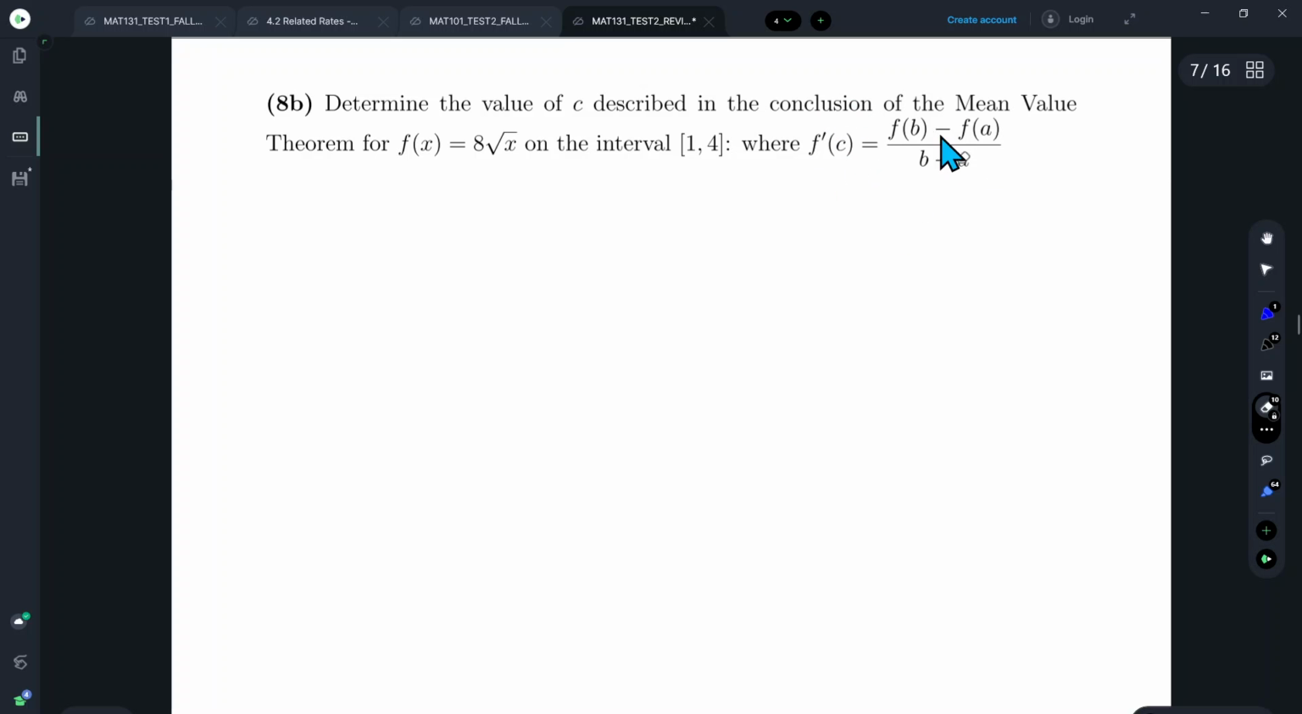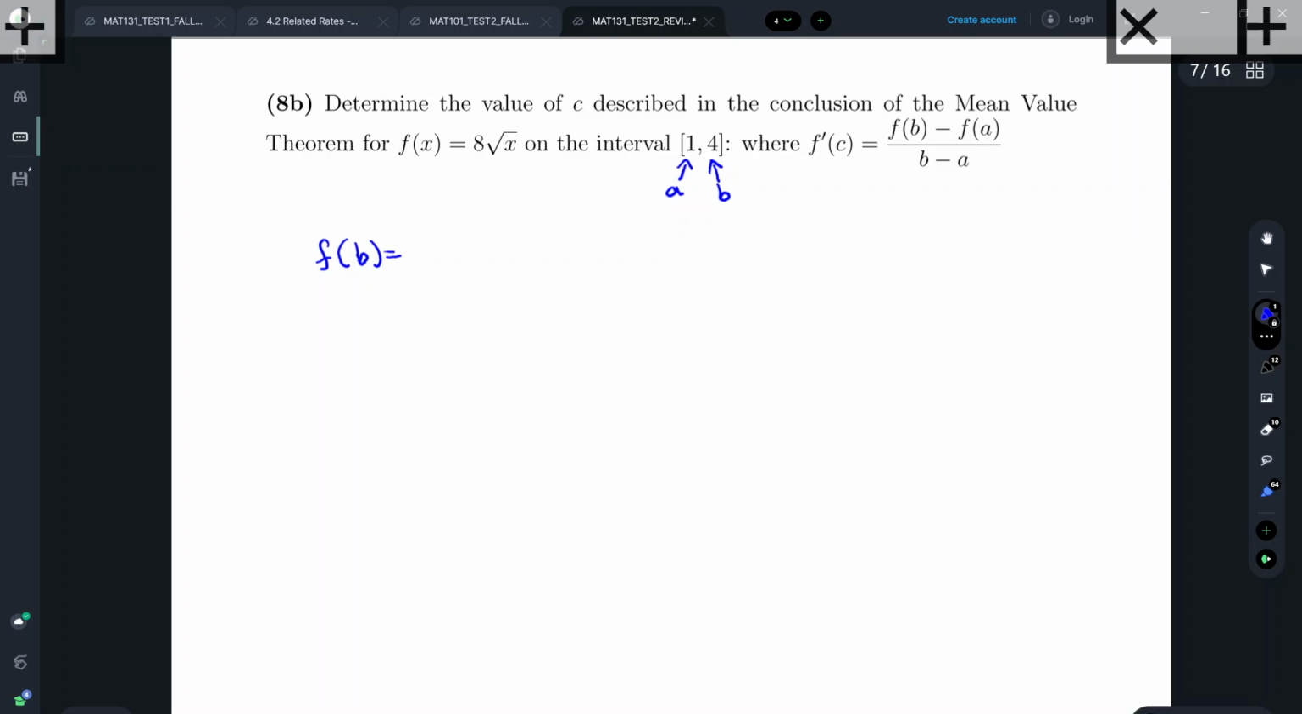So to set up this equation, we want to calculate the right-hand side here first. And so that involves calculating f of b and f of a, where a and b are the endpoints of the interval. So in this case, a is 1 and b is 4. So calculating f of b first, right? So this b is 4. So we're calculating f of 4.